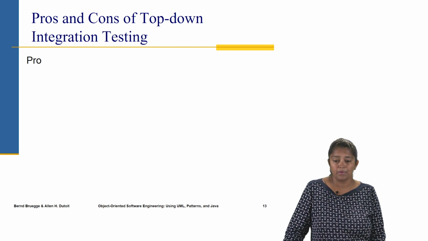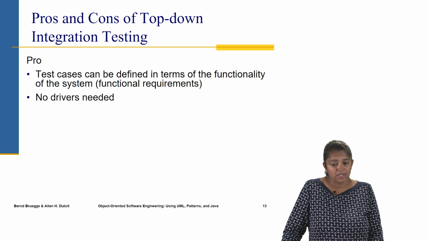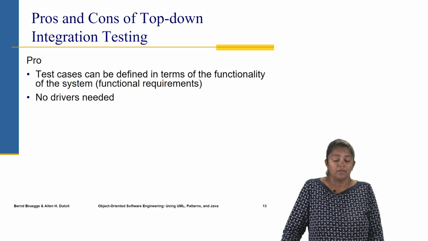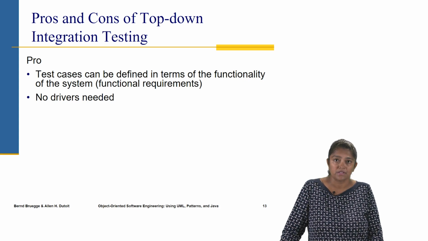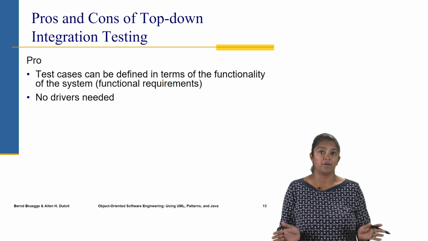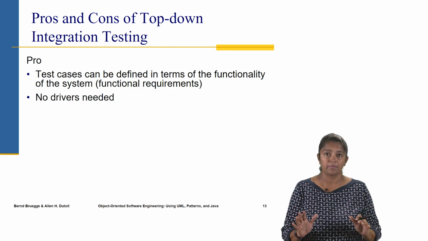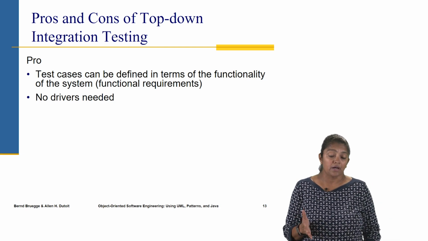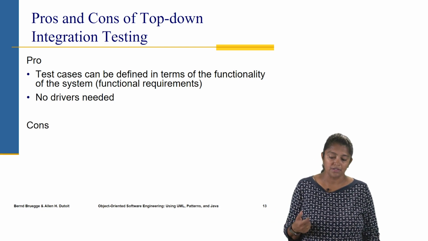So let's look at the pros and cons of top-down integration. So the pro is that the most important layer, which is the user interface, and that's where all of the functionality is, it defines the functional requirements of the system. So that's getting tested first. So that's very good in terms of making sure all of the requirements are met. The second advantage is that drivers are not needed.